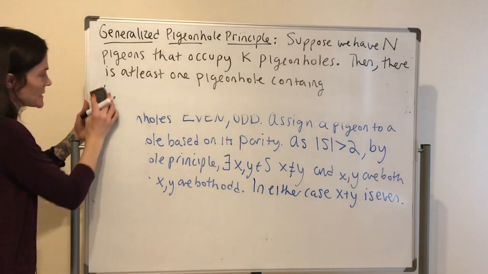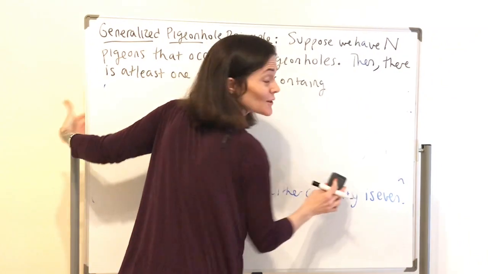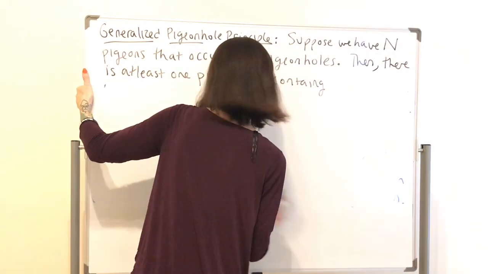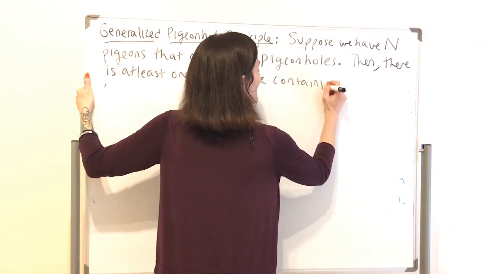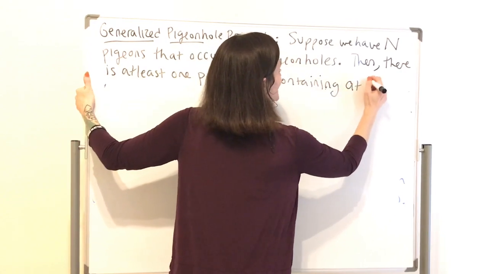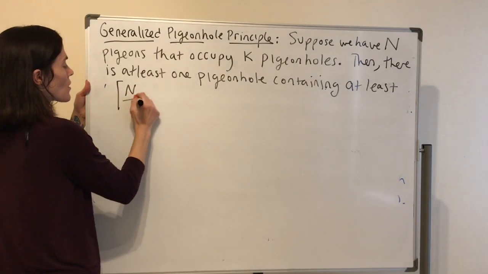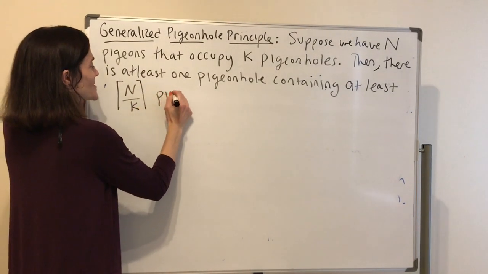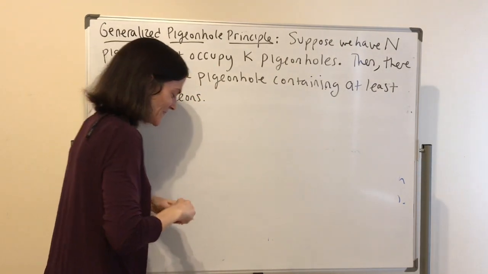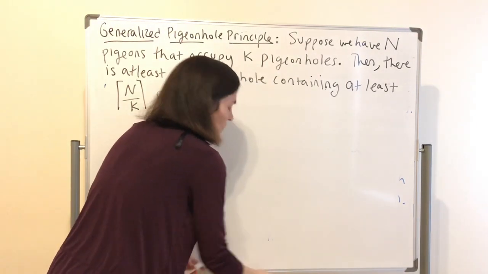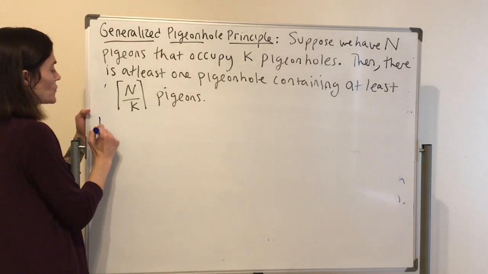You have to be careful when you state it. I absolutely need to be careful, and in particular, I need to include the words at least here. Okay, so we have containing, oh, I didn't even spell this right. Goodness, containing at least the ceiling of capital N over K pigeons. Okay, now let's prove this. And then we will do an example or two of the generalized pigeonhole principle. So, proof.